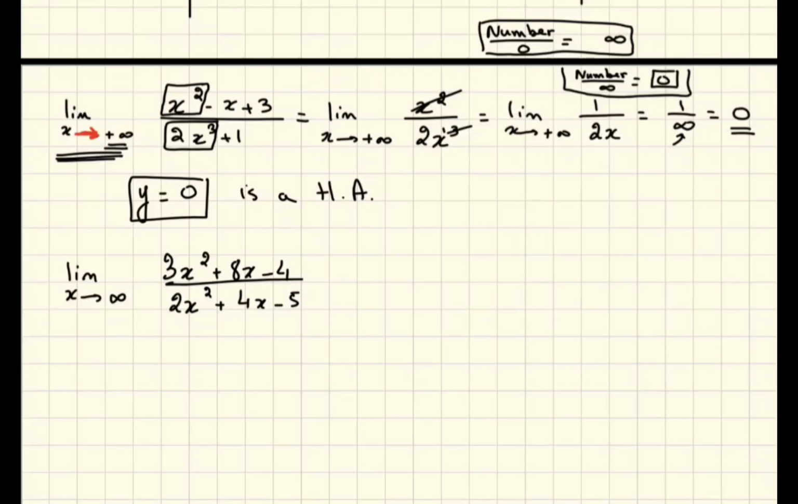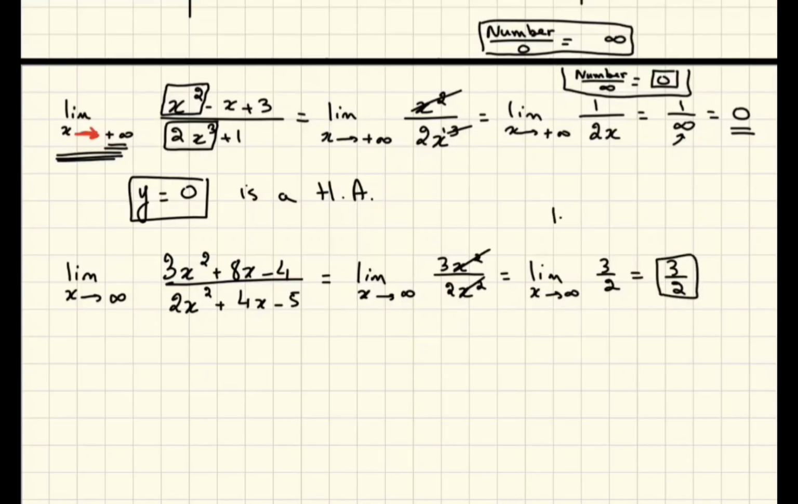Now limit as x approaches infinity of 3x squared plus 8x minus 4 over 2x squared plus 4x minus 5. Then again, limit as x approaches infinity of a rational function, we have to take the term with the highest exponent on top, which is 3x squared, over the term with the highest exponent down, 2x squared. Then the x squared and x squared will cancel. We get limit as x approaches infinity of 3 over 2, which is 3 over 2.